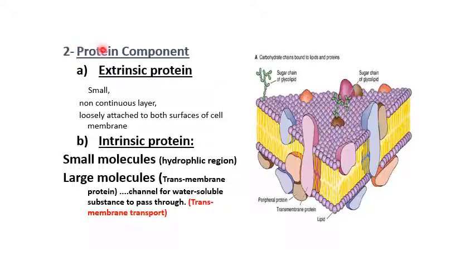Okay, the second component of the cell membrane is the protein. We have either extrinsic protein, which is small and non-continuous, attached loosely on both surfaces of the cell, or intrinsic protein, which is either small or large molecules passing through the membrane, called transmembrane protein. They form channels for the water-soluble substances that cannot pass through the phospholipid layer.